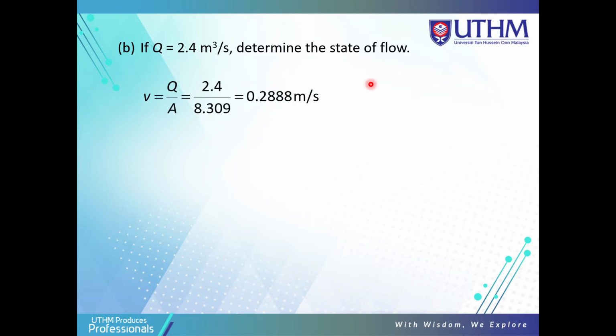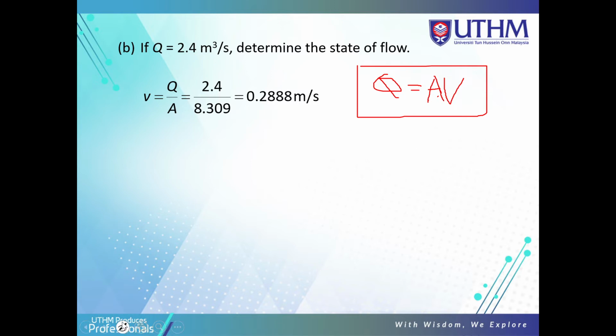Actually, for the state of flow, you must find the velocity. Since the Q is given to you, you use Q is equal to AV. This is the equation for discharge: area times velocity gives the discharge. To find the velocity, divide the discharge by the area. The Q is given and you have the area, so you get the velocity.